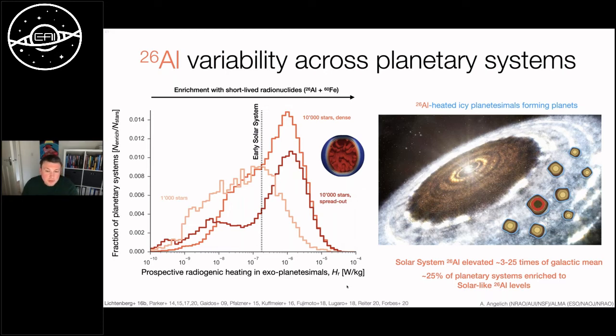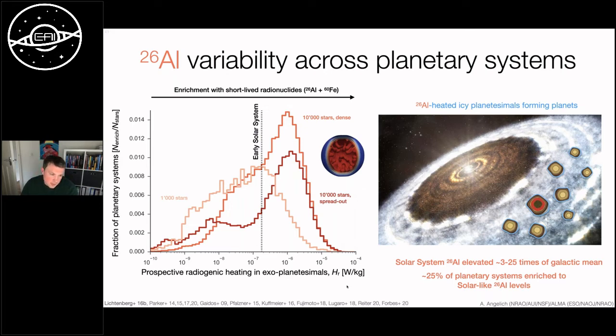How rare, how common is aluminum-26 across planetary systems? And the answer to that is, truthfully, we don't know. But this is a very active field of research.